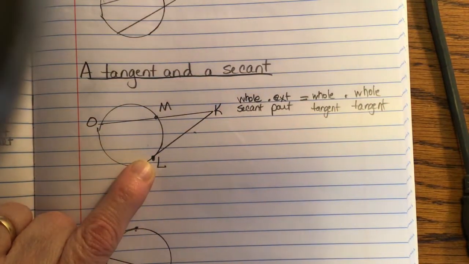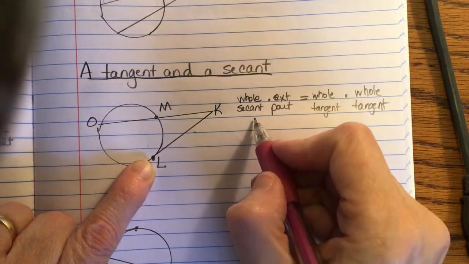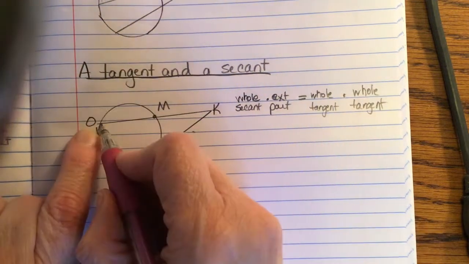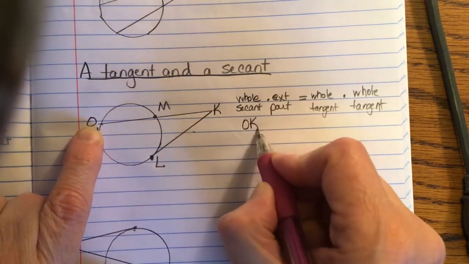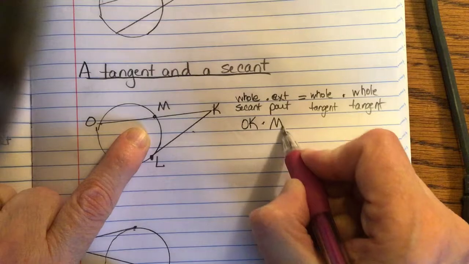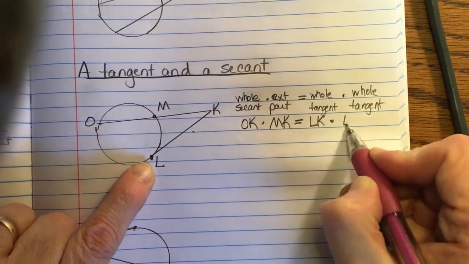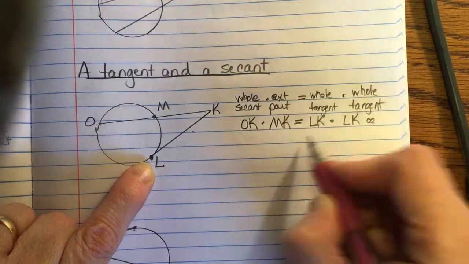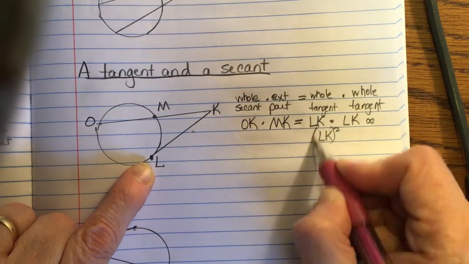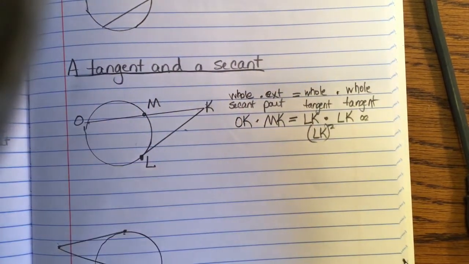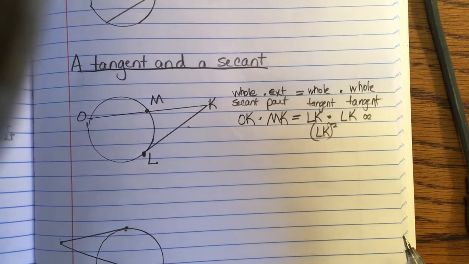Oh, it does. Okay, so the whole tangent, whole secant is from O to K. The outside part is MK. Now, the whole tangent is LK times itself. Or, if you want to write it LK squared, you can do that. And I usually put that in parentheses. That just comes from my Algebra 2 teaching.